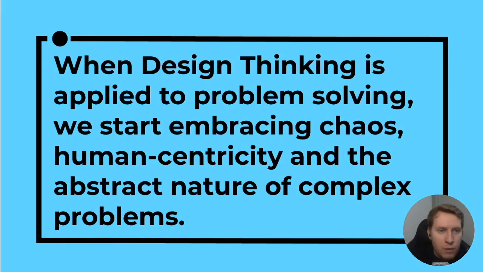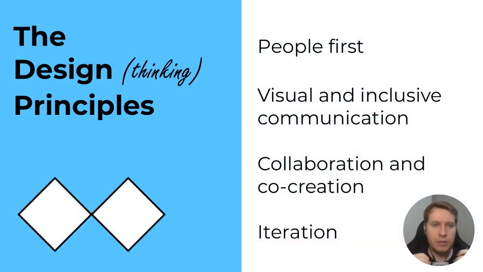So when design thinking is applied to problem solving, we start embracing chaos, human centricity, and the abstract nature of complex problems. What I mean by that is, we apply the design thinking process here, first of all, to make sure that it's people first. The first principle here is that we're going to put people first. We start by understanding the people using a service, their needs, strengths, aspirations, their problems, difficulties, and how they find it easy or hard to use that.